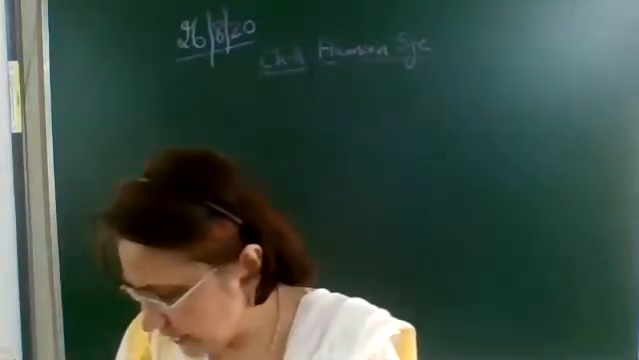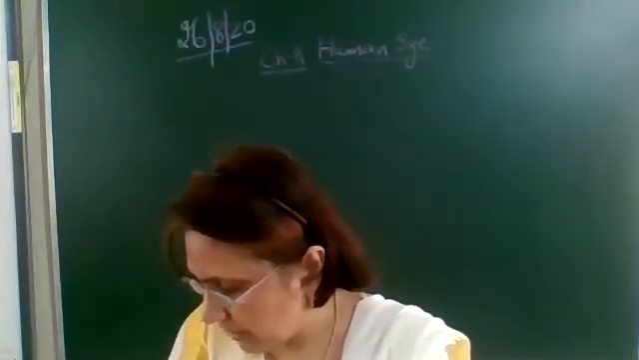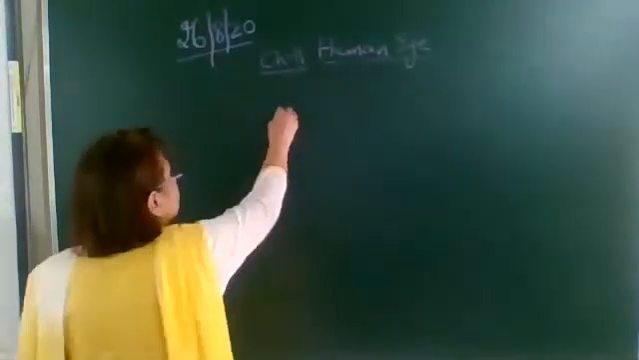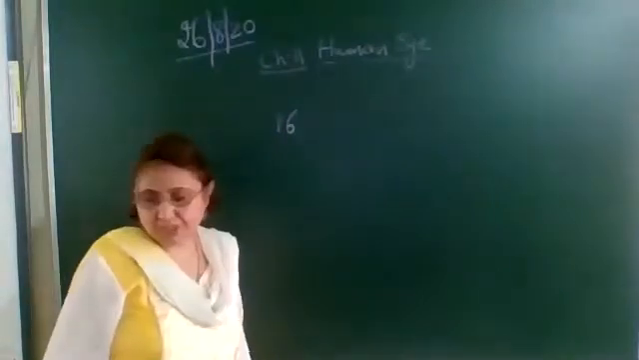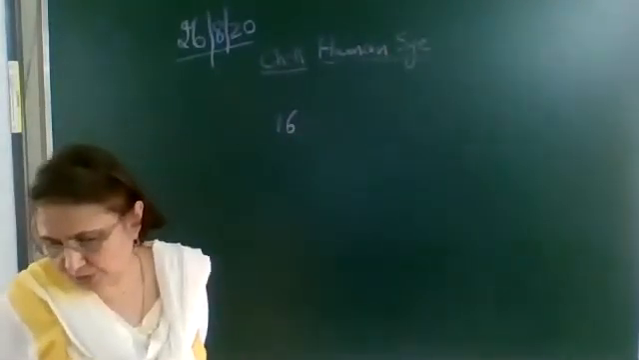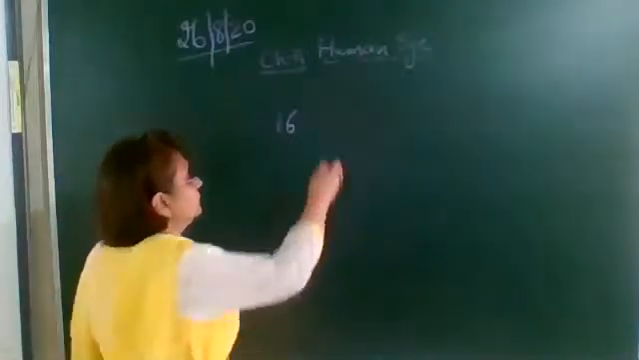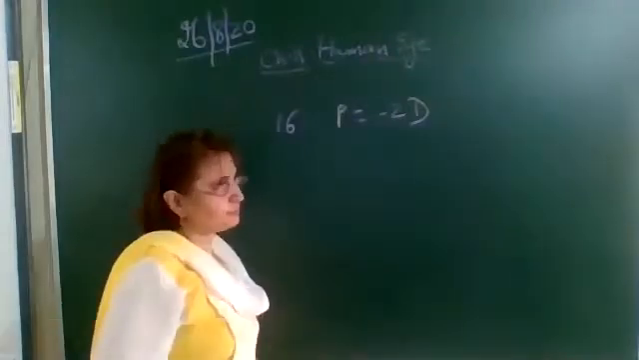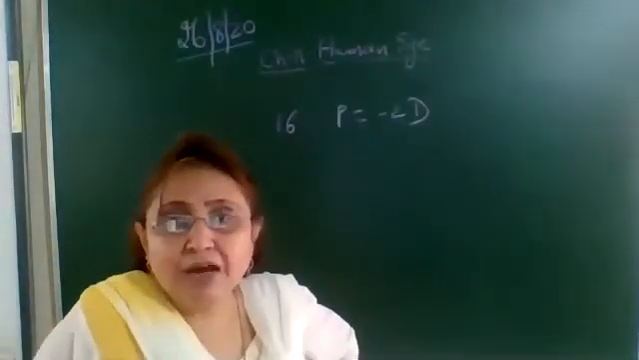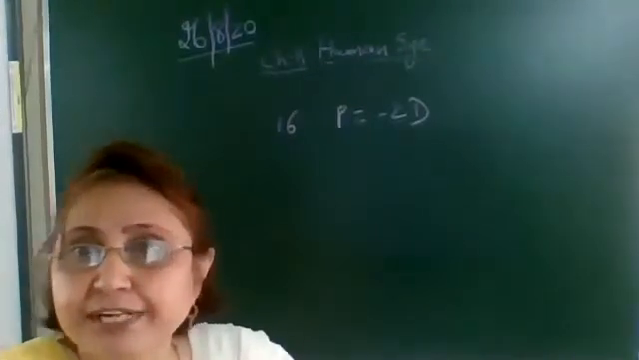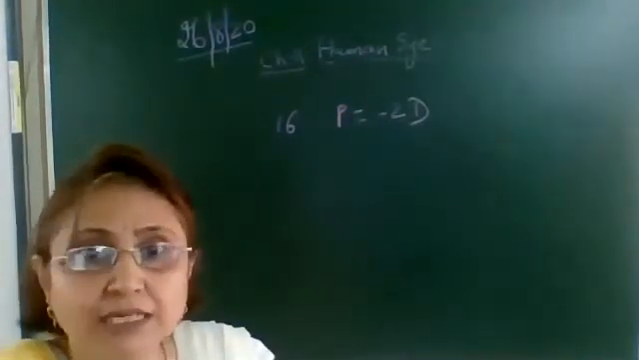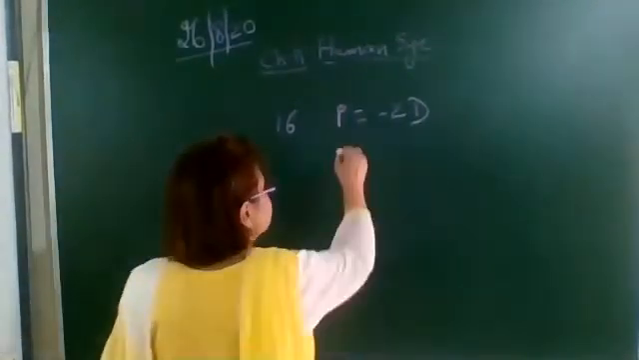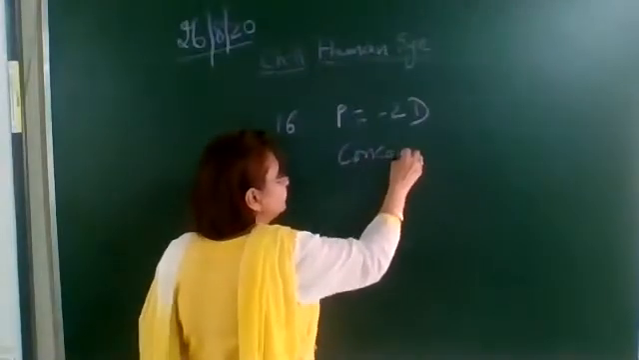Question number 16, which is find the focal length of a lens of power minus 2D. What type of lens is this? In question number 16, the power is given and you have to find out the focal length. Power is given as minus 2D. Yes, power is negative. It means which type of lens it is. We know that the power is negative for a concave lens. So which lens is this? This is a concave lens.